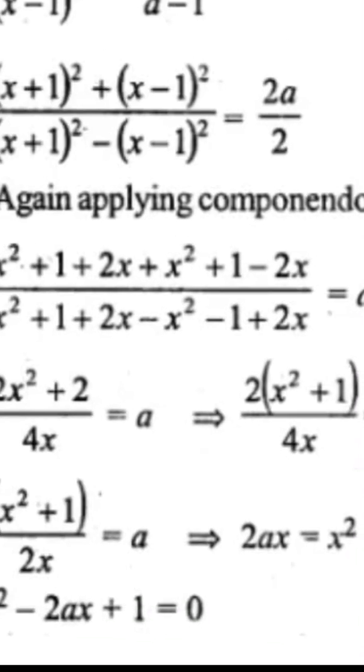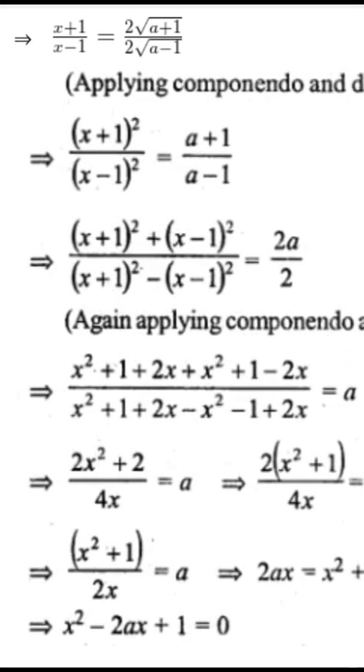I get it as x square plus 1 upon 2x equals a, which gives me on cross multiplication 2x equals x square plus 1, and hence I am able to prove, by shifting all the terms on the left hand side, x square minus 2x plus 1 equals 0, which was the actual proof we required in the question. So is it clear, students? Basically we are using componendo and dividendo everywhere, with a little bit of identities which we have already studied in our previous classes.